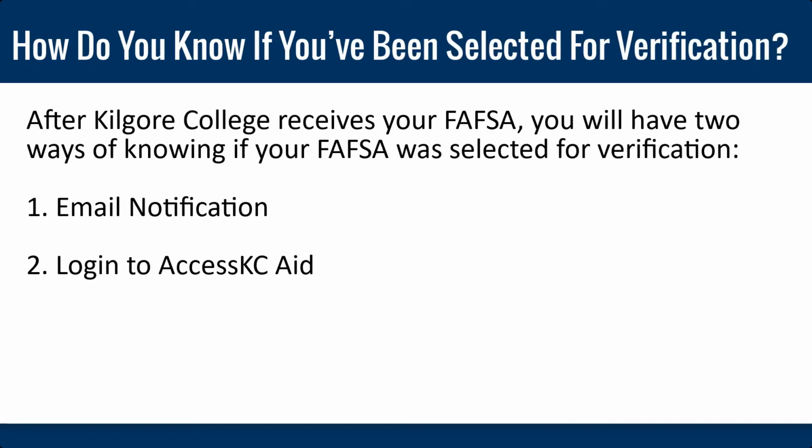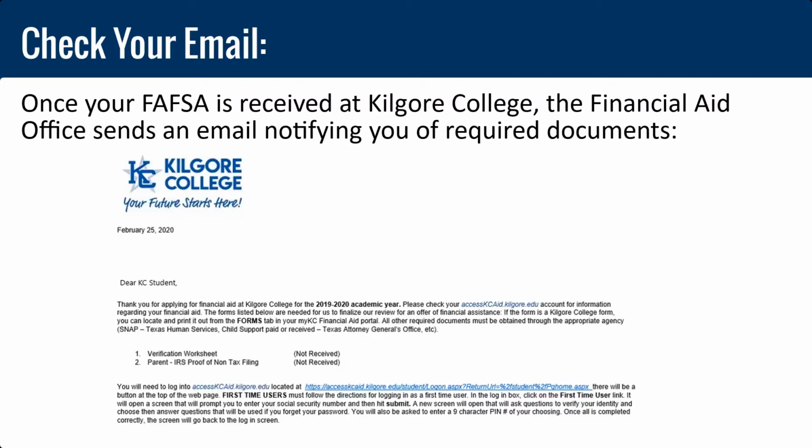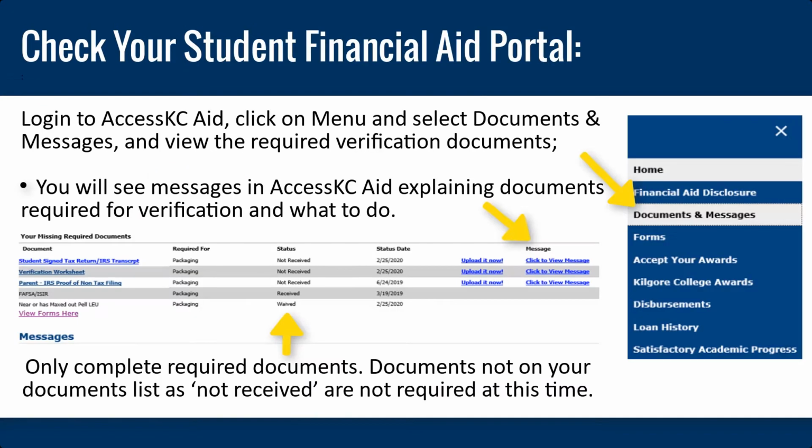After Kilgore College receives your FAFSA, you will have two ways of knowing if your FAFSA was selected for verification. 1. Email notification. 2. Log in to access KC Aid. Check your email. Once your FAFSA is received at Kilgore College, the Financial Aid Office sends an email notifying you of required documents. Check your Student Financial Aid portal.